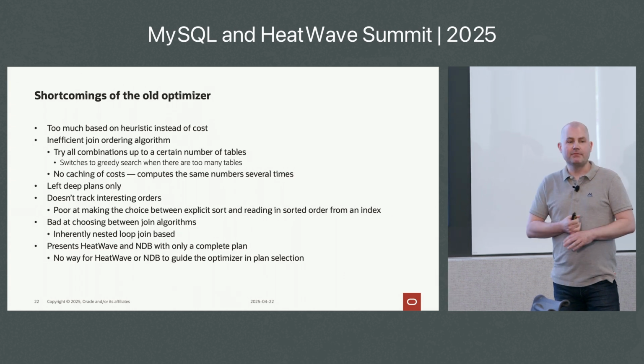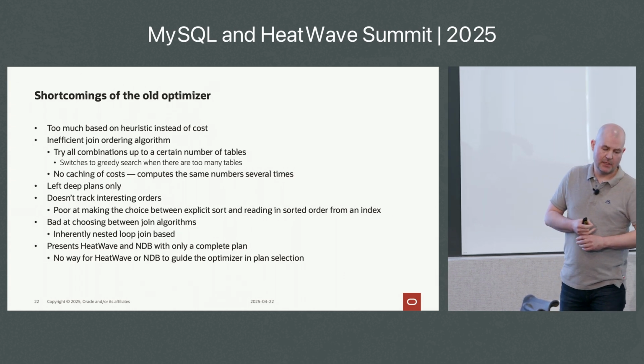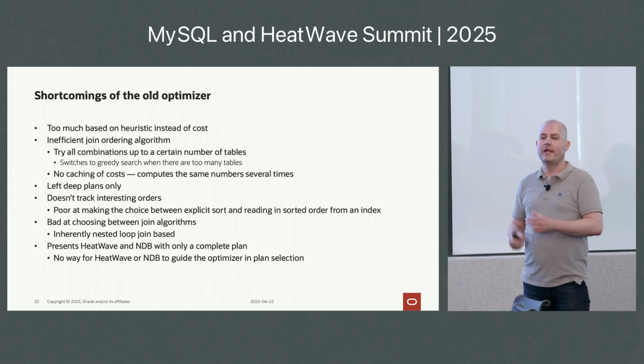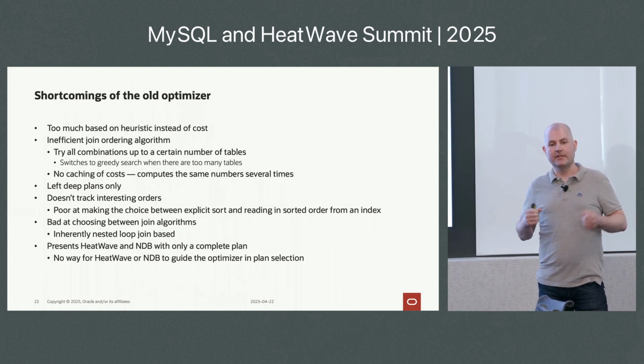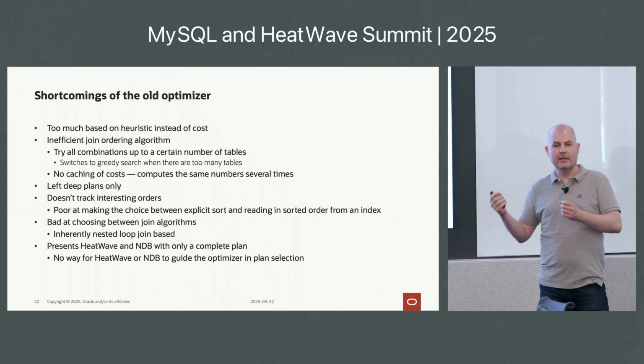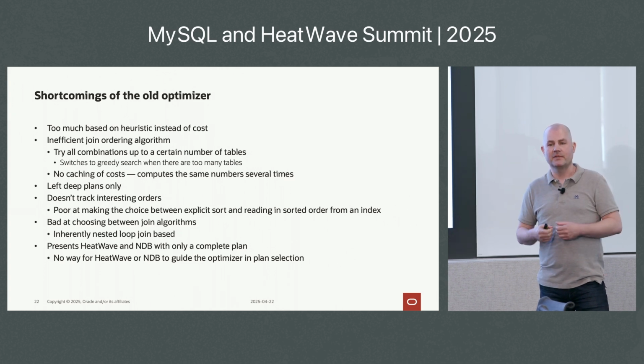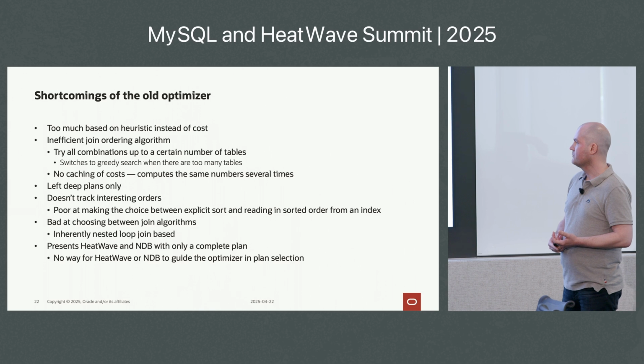It only produces left deep plans, so it can only join in one more table at each level. It can't do a join of table A and B, and then a join of table C and D, and join those two join results together. That's not possible in that optimizer.